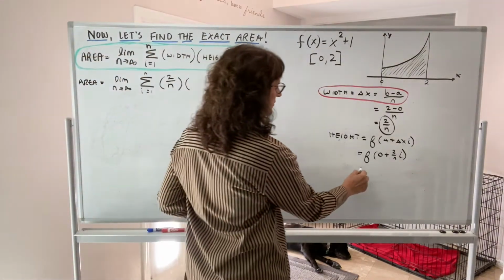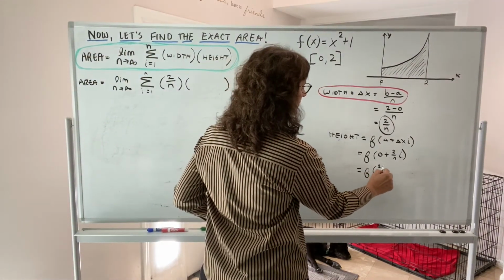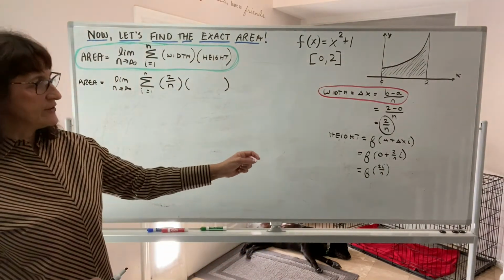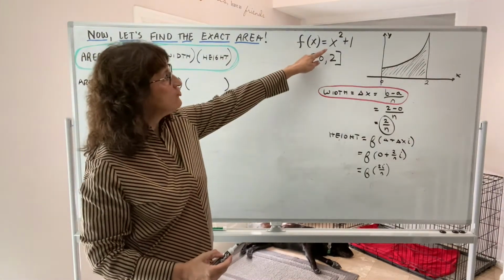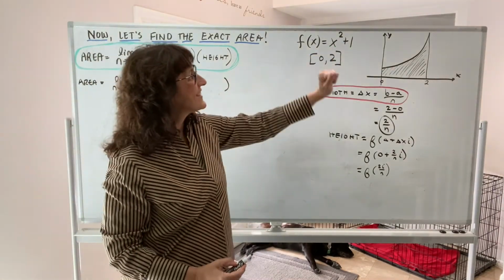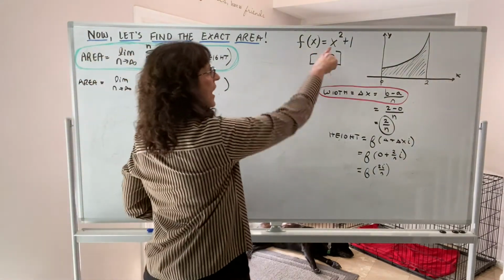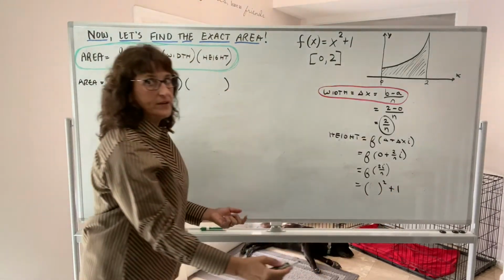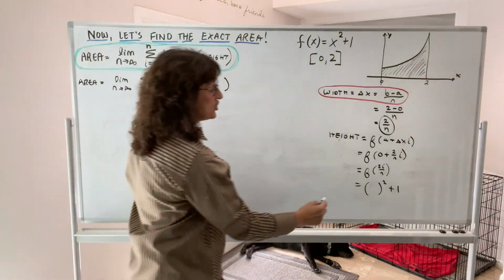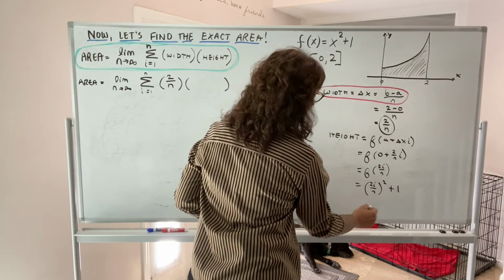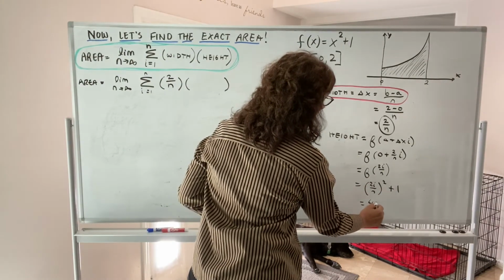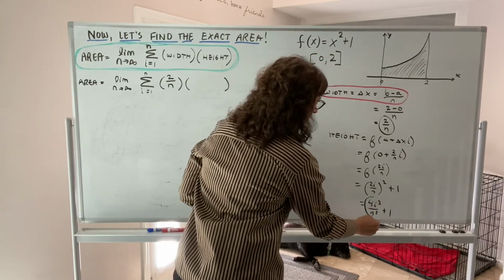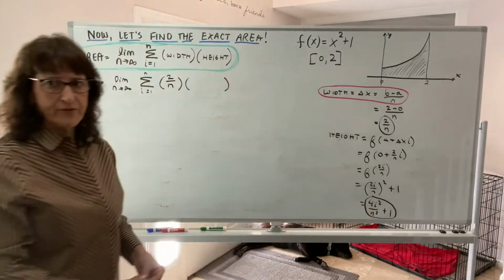I like to do this off to the side, so I'm going to compute this. I take 2i over n, plus 0, and plug it into the function. F of x is x squared plus 1, so we want f of 2i over n. Our function says take it, square it, and add 1. So we get 4i squared over n squared plus 1, and this is what our height is going to be.